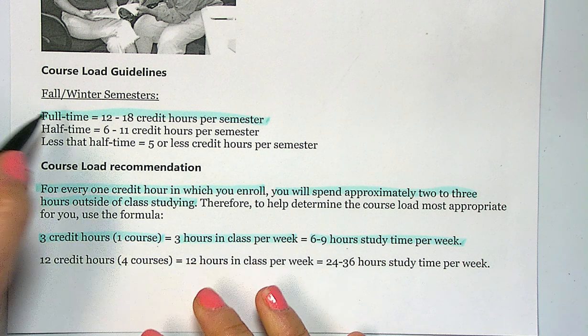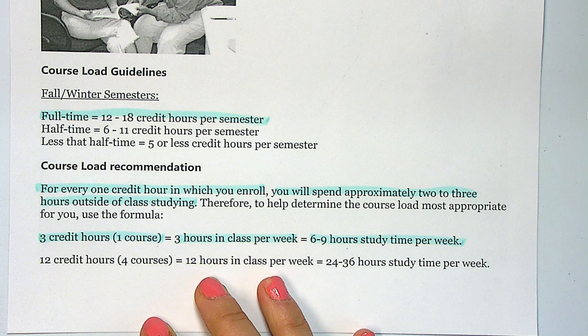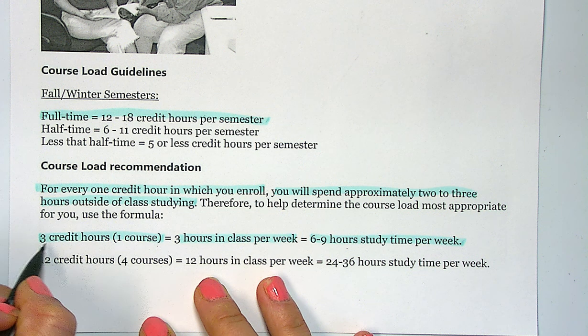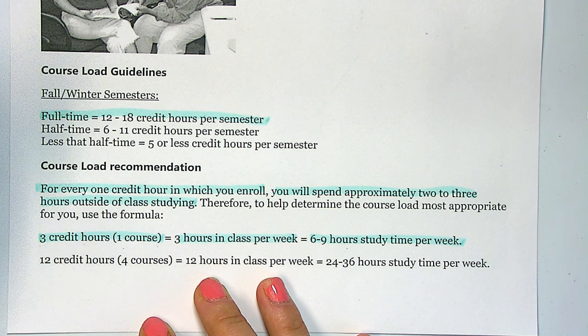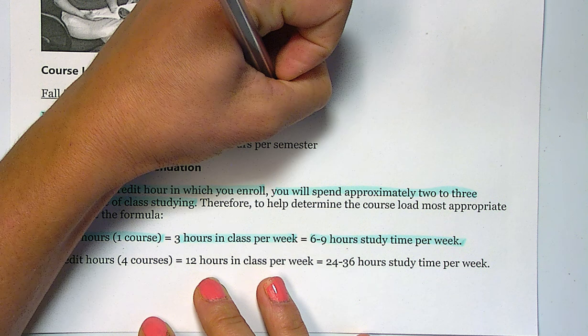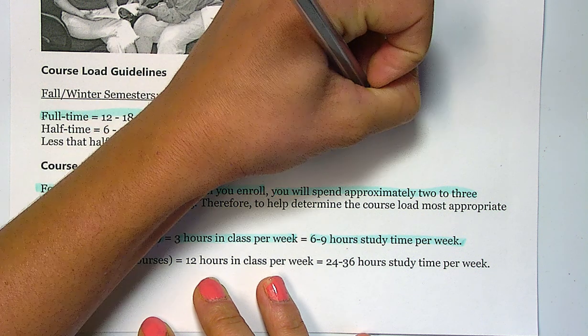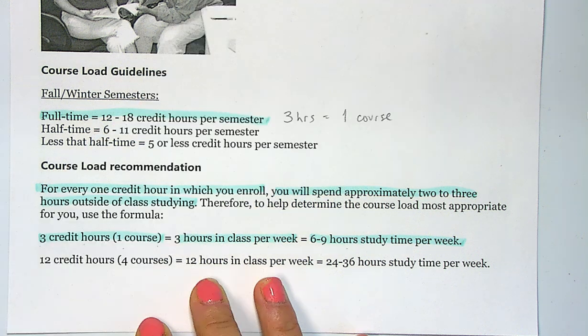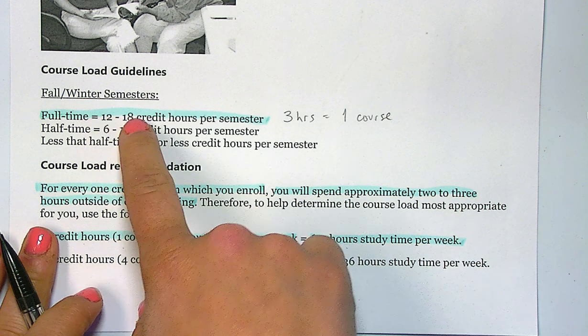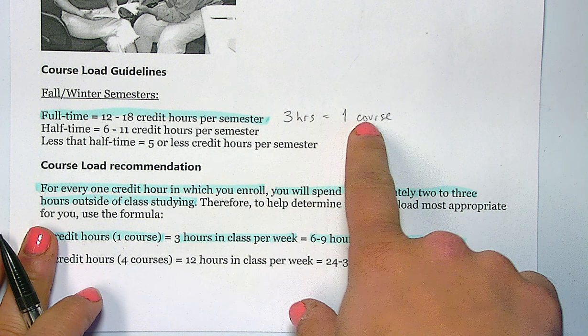So full-time equals 12 to 18 credit hours per semester. And this part down here says 3 credit hours equals 1 course. For me, I need that information up here. 3 hours equals 1 course. So I'm going to add that up there. So when I look at this, I can see 12 to 18 credit hours, 3 hours, 1 course.